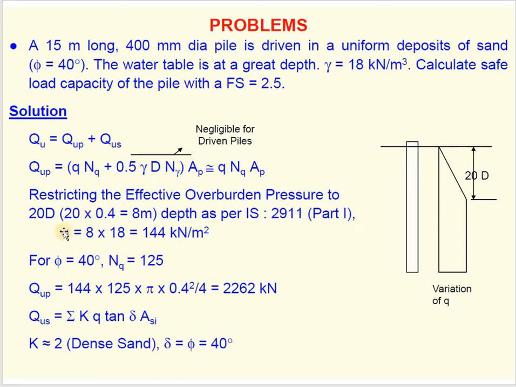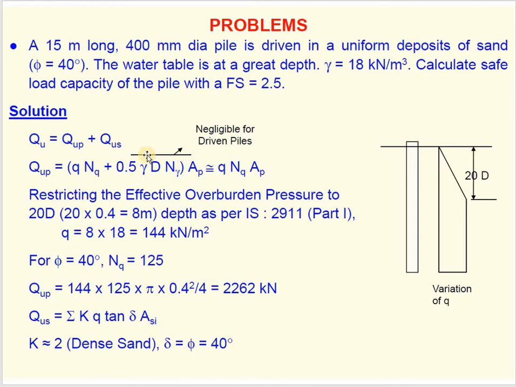Now how will you find Q? Q is gamma into depth: 18 is the unit weight and 8 is the depth. So you have Q as 144 kilonewton per meter square. That is the effective overburden you are taking for the pile tip. This value, 144, will continue up to the bottom.